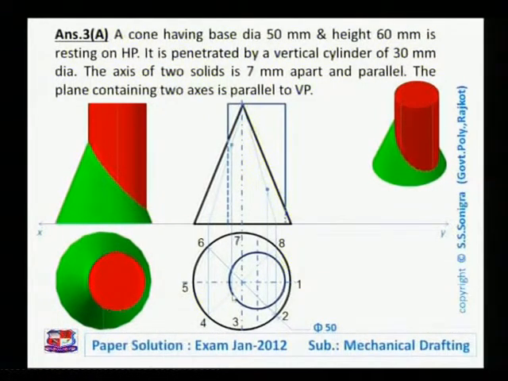So from this point, the intersection of O4 and the cylinder, draw a straight vertical line that will cut O dash 4 dash over here. So this is the point of intersection, and O5, of course this is the point. From here draw a straight vertical line that will cut over here. So this is the point of intersection.